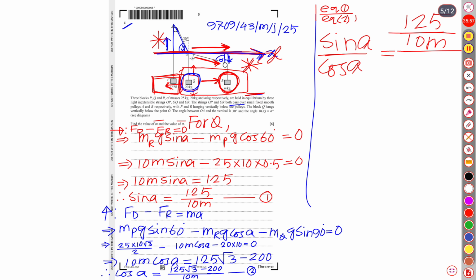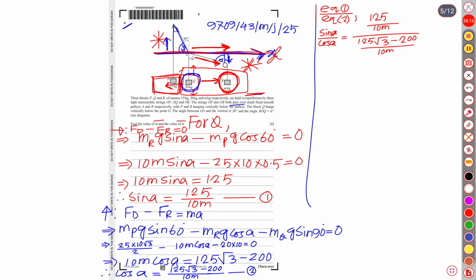Then the second equation is 125 square root 3 minus 200 over 10m. Sine alpha over cos alpha is actually tan alpha. So tan alpha is equal to, 10m and 10m can cancel each other. So it is 125 over 125 square root 3 minus 200.